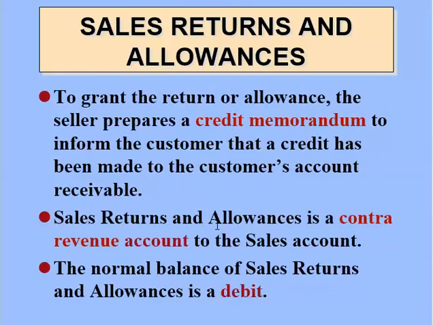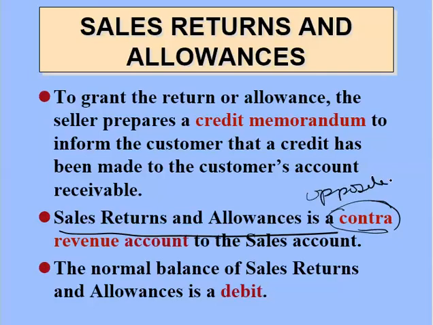Now, sales returns and allowances, it's going to be a new account for us, and it is what's called a contra revenue account. And anytime you hear this word contra, it means opposite. So, sales returns and allowances is a contra revenue account. Well, revenue normally carries a credit balance. In this case, sales returns and allowances carries a debit balance. It's opposite of the sales account, contra revenue account. So it carries a balance opposite of revenue, which normally will carry a credit balance.